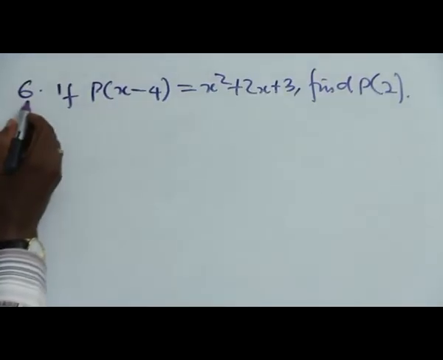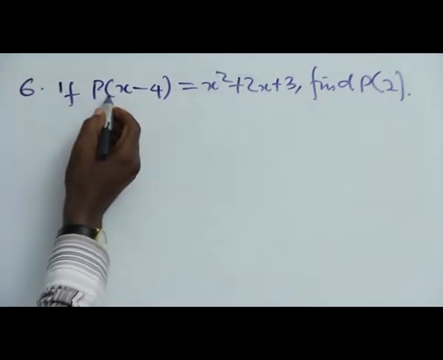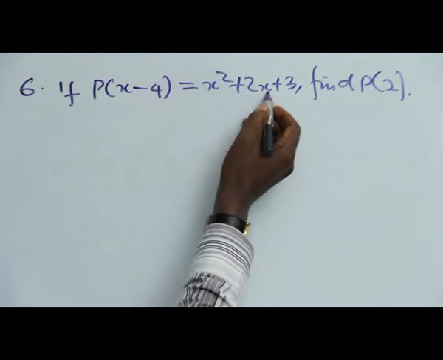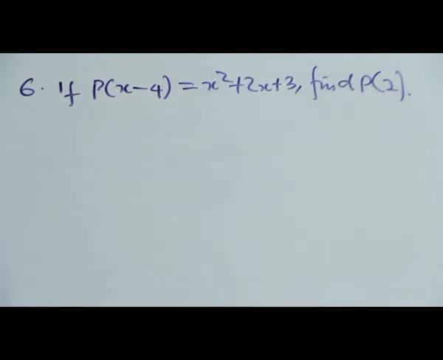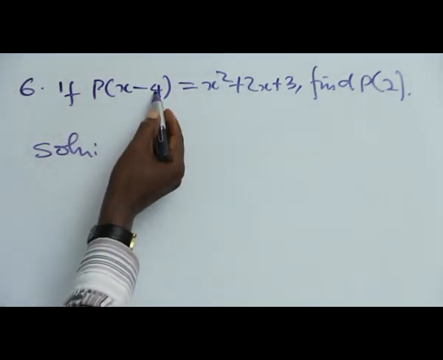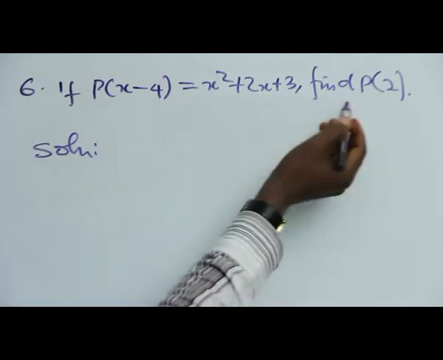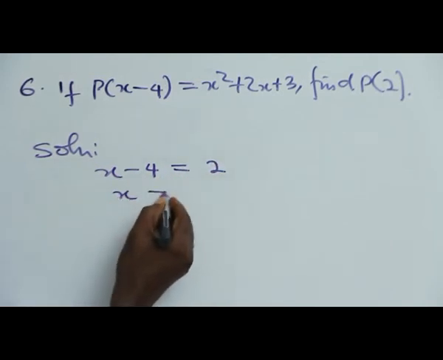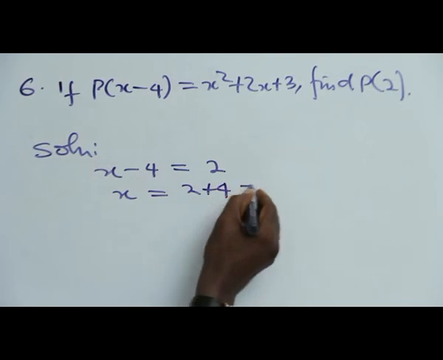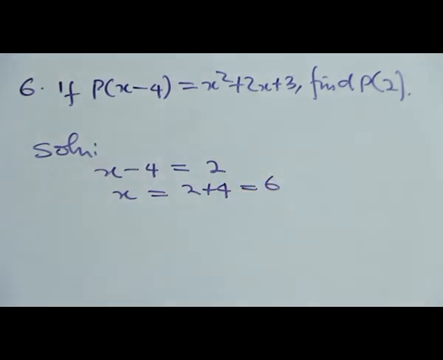Now take a look at example 6. If the polynomial P(s minus 4) is equal to s squared plus 2s plus 3, find the polynomial P(2). Now, once again, our solution: you replace s minus 4 and equate it to 2. That is, s minus 4 is equal to 2. In this case, our s is equal to 2 plus 4, and the value is 6. So anywhere we see s, we will substitute the value 6.